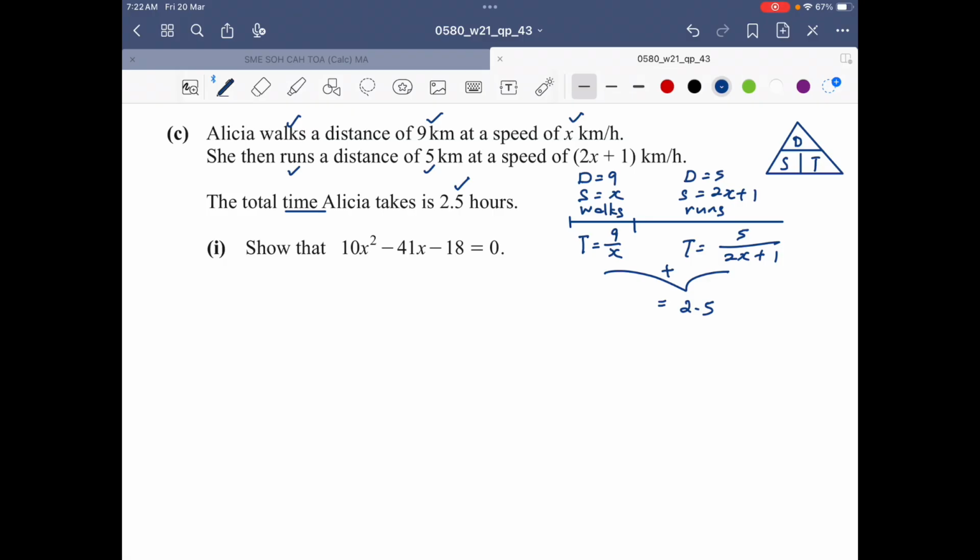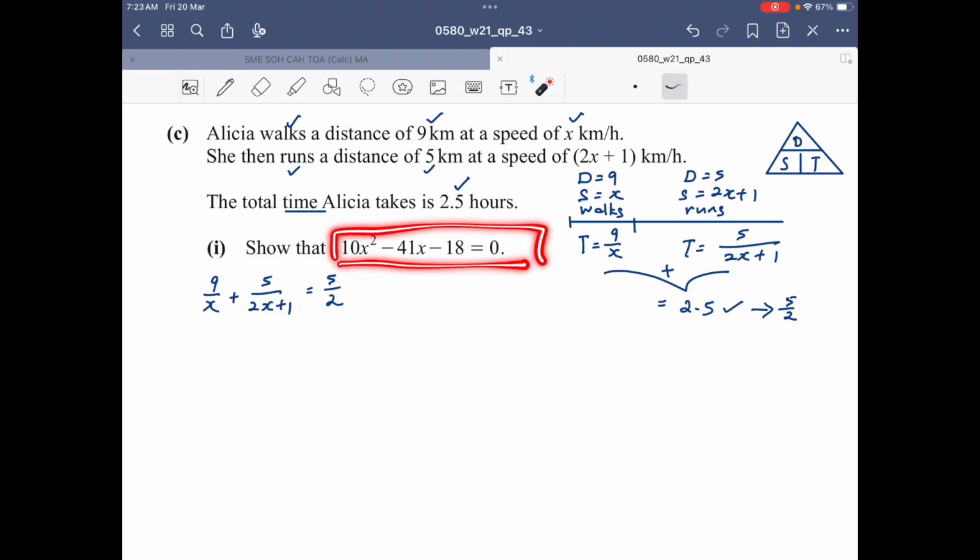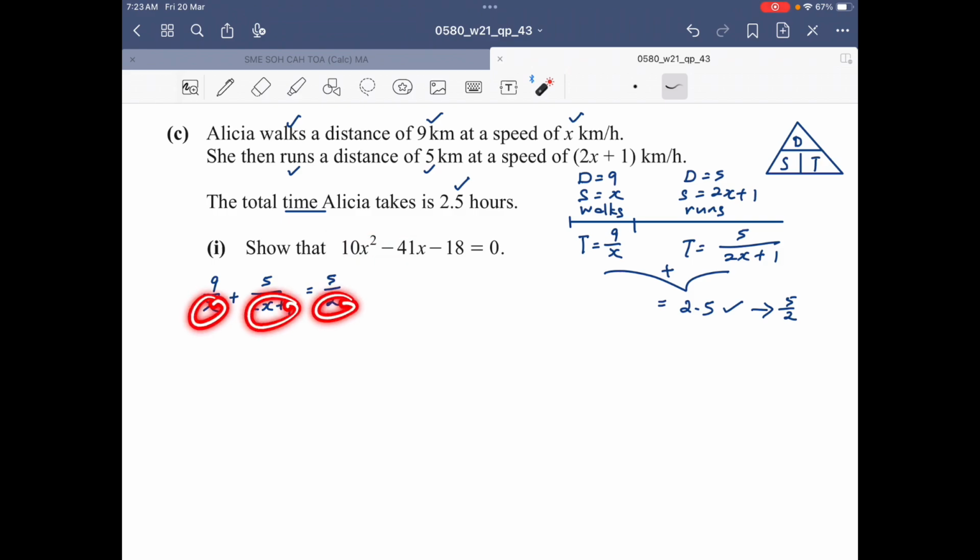Alright, so let's start with this 9 over x. The total time will be 2.5, which is the same as 5 over 2. Right, now this is where we begin, how we form the equation. This is where we need to arrive in the end. It looks so much different. There's no more denominator, meaning the denominator has been eliminated.